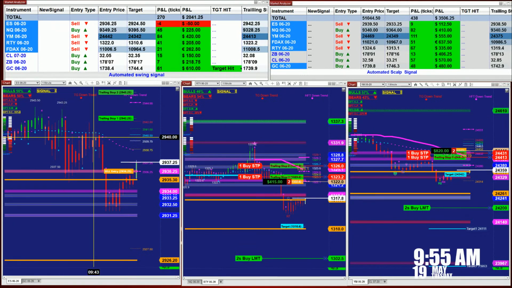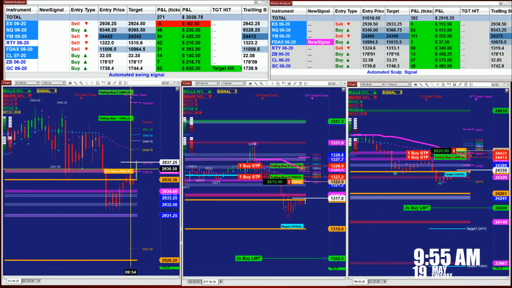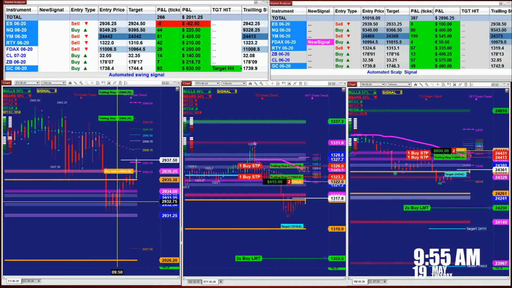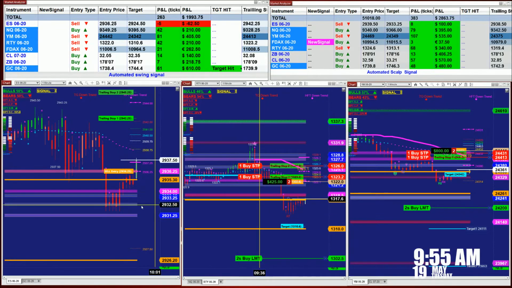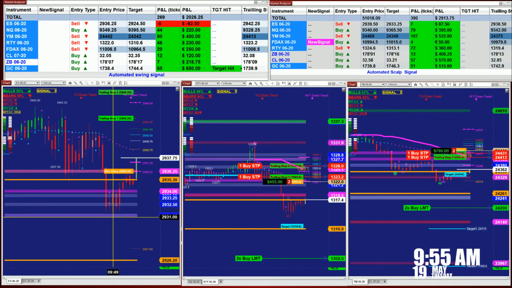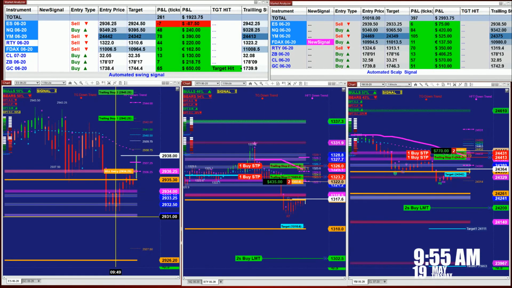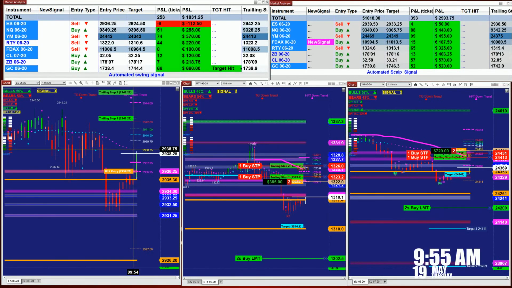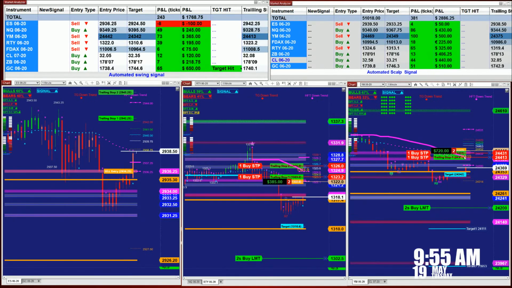As we see right now, the ES fell, continuing to go and break out those levels here. It fell and is coming into a really chop area. What is going to happen to the rest?